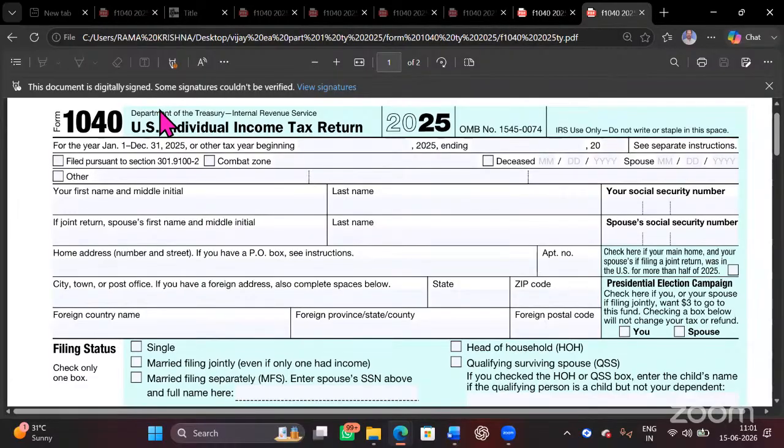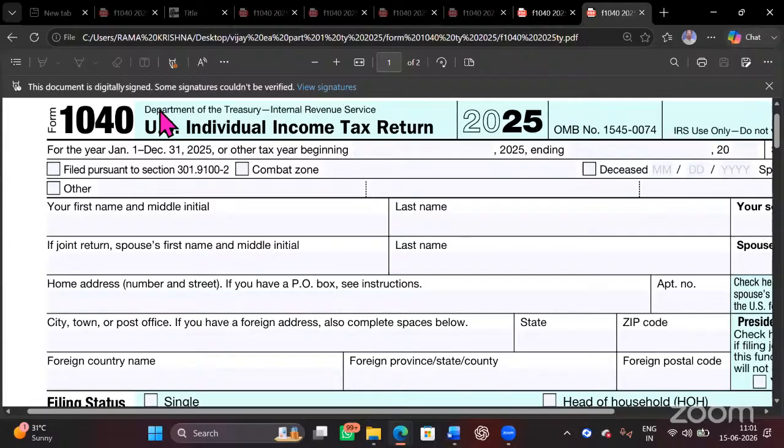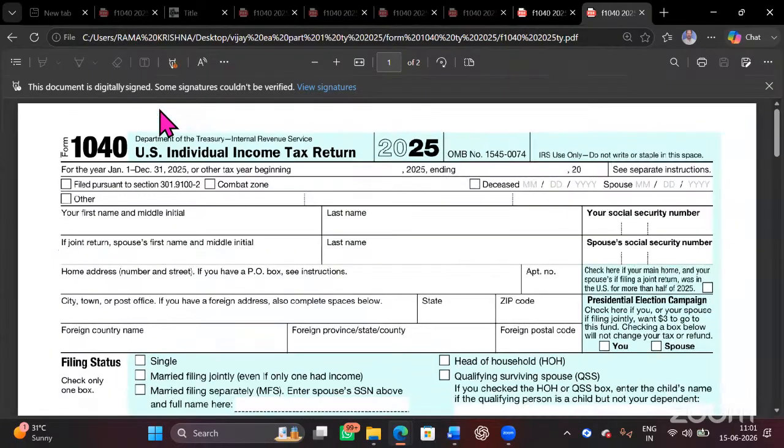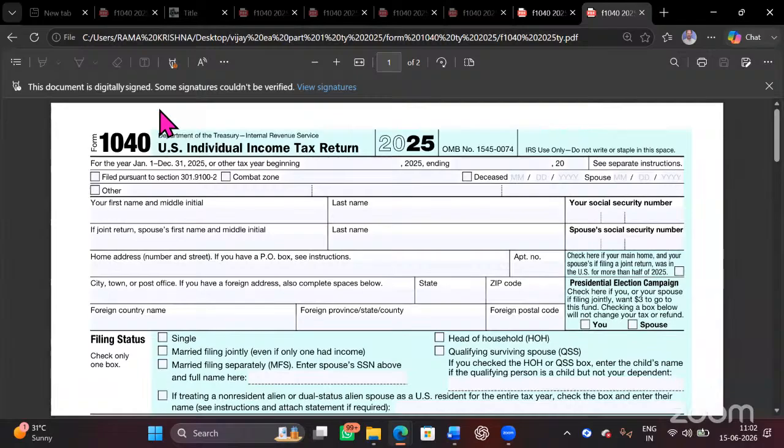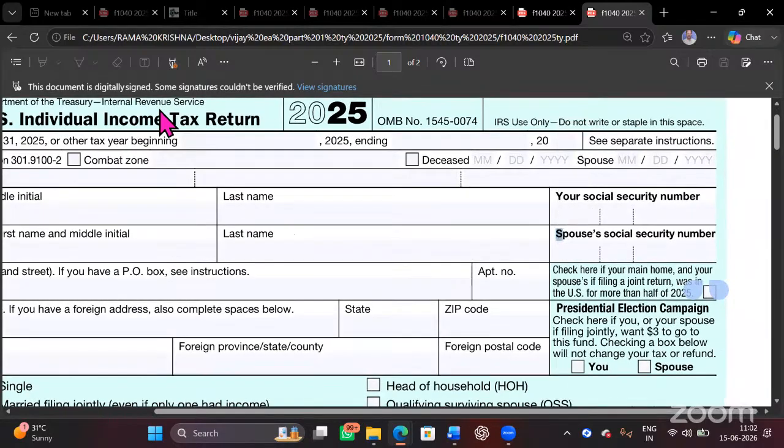At the beginning of the form itself, we need to fill in for which year you are filing the return. Say, year 2025 income generated by the taxpayer, and we are filing the tax in the current year. We need to fill in the first name and middle name of the candidate, along with the social security number, on the right-hand side. Your social security number is to be filled in here.